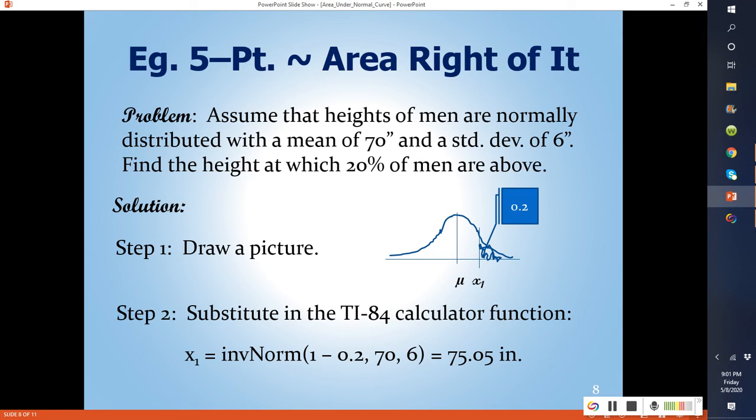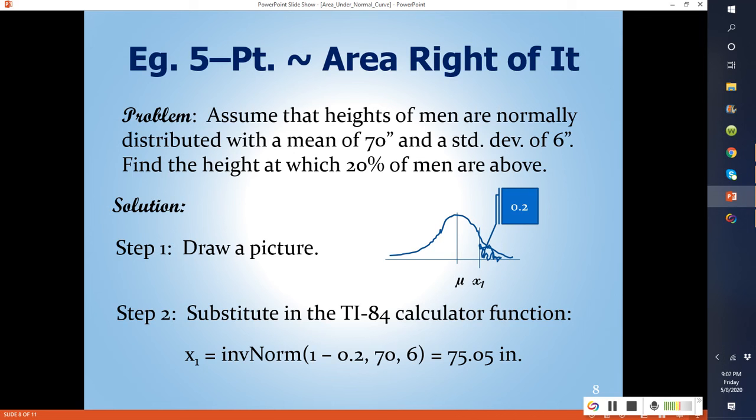x equals, what is the formula? z equals x minus mu over sigma. Of course, you could also find the x value, right? Just multiply both sides by sigma and solve for x. So in this case, when we plug that in, we get 75.05. Something to note is where x1 is, you see the area to the right is 0.2. There's an area of 0.2 on the left side as well. So you could use that as well.